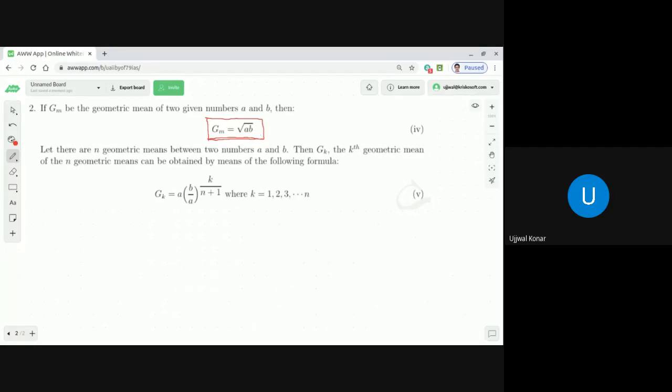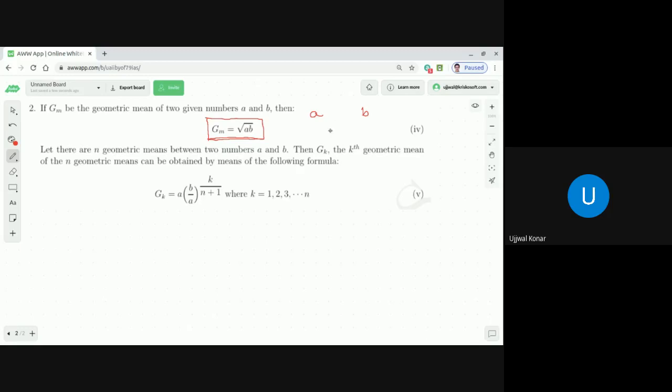By the way, if any two numbers are given, they are always in geometric progression, as we discussed. Only two terms. They are also in arithmetic progression. Correct or not? Yes. So suppose you have two numbers, A and B. Then these two numbers are always in arithmetic progression and also geometric progression. Now let us focus only on geometric progression because we are discussing geometric progression now.